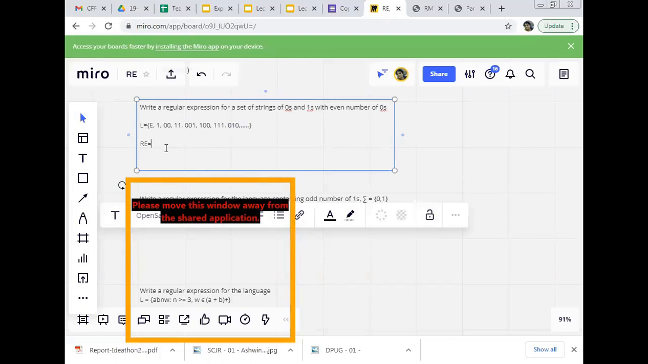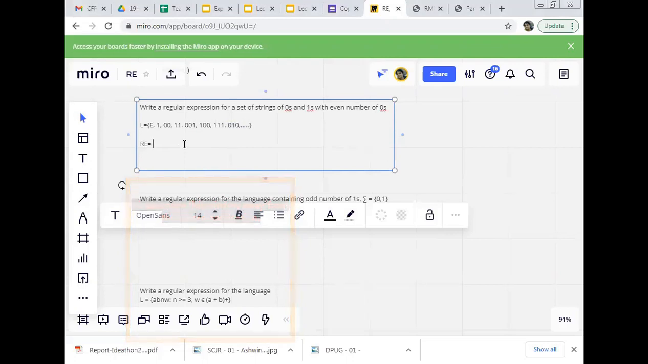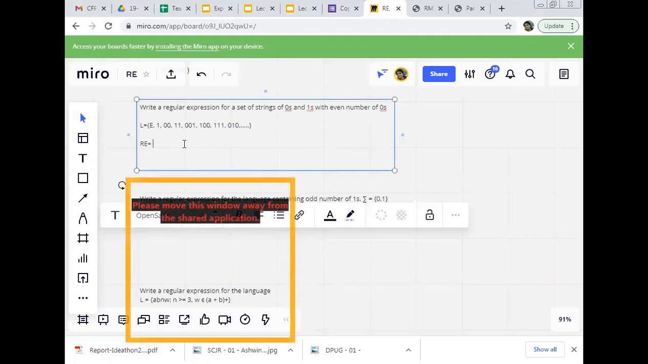Any other answer? Please give me the answer so that we can discuss why it is wrong. Then only you'll understand how to think and how to write. If I give you the answer directly, then you may not understand why it is wrong if I write it the other way. So you give me the answer, we'll discuss why it is wrong, and then we'll discuss the correct answer. Yes, students, any other answers?